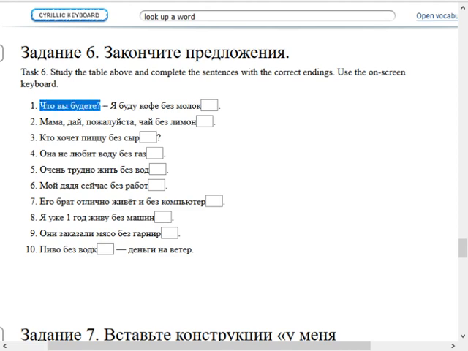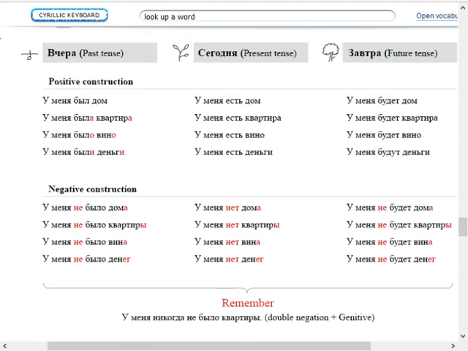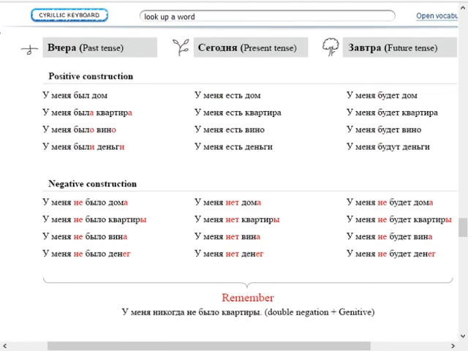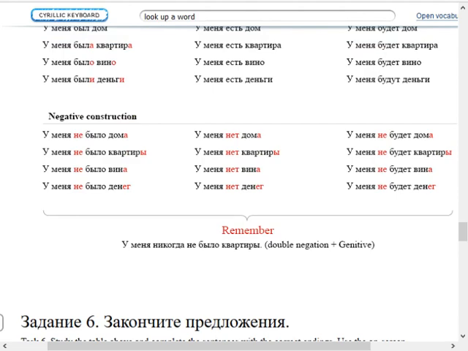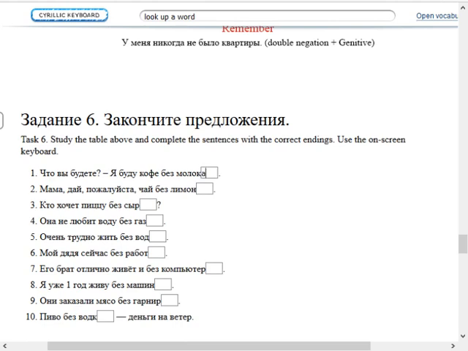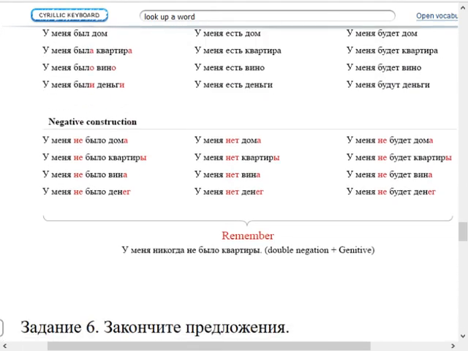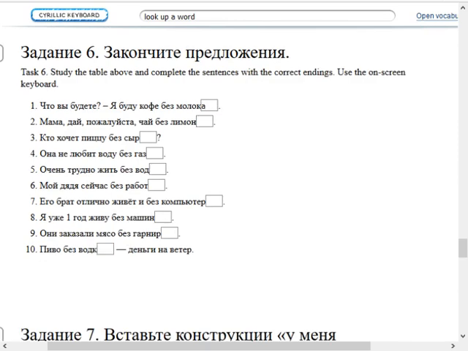Что вы будете? What will you be? Basically, what will it be for you? What will you order? Я буду кофе без молока. So, молоко is milk. It ends in an O, and when it's без, the genitive form, then it's молока. Similarly, Mohammed, пожалуйста, чай без лимона. Лимон ends in a consonant, so it's a masculine noun, but when it's без, then it ends in a, so без лимона.